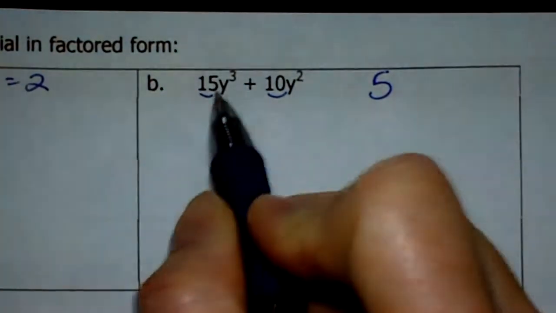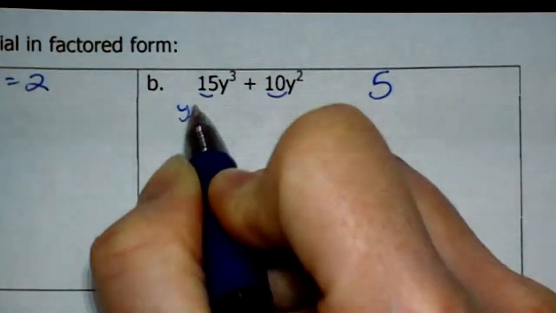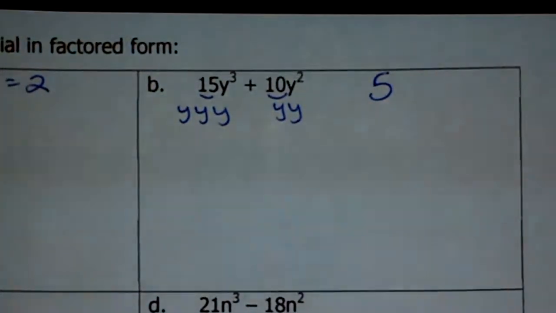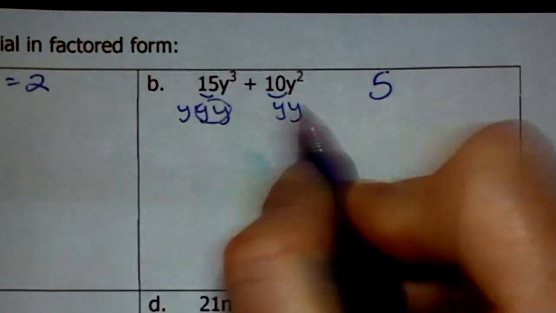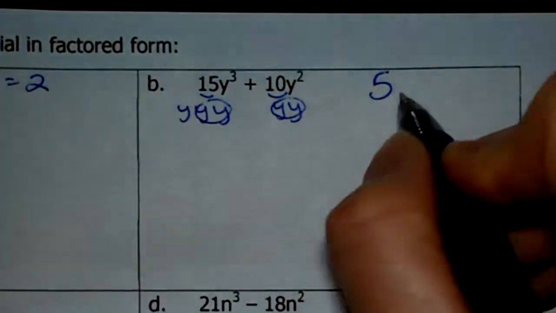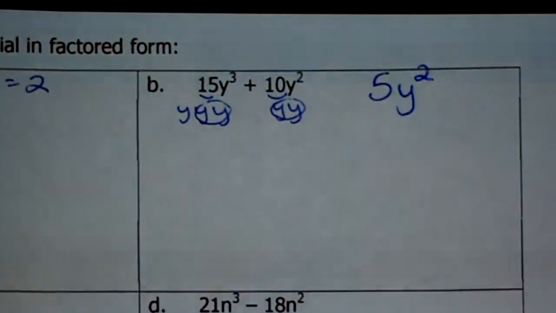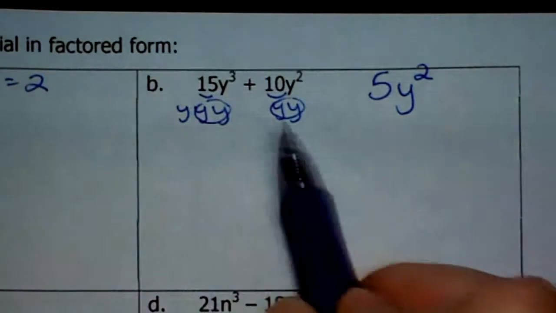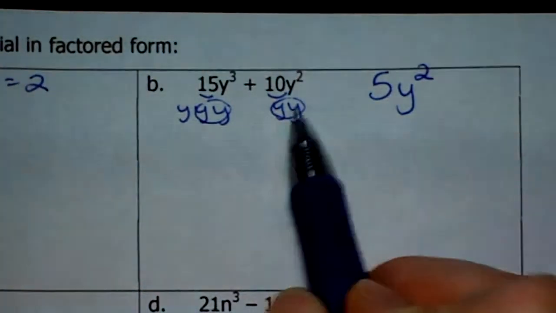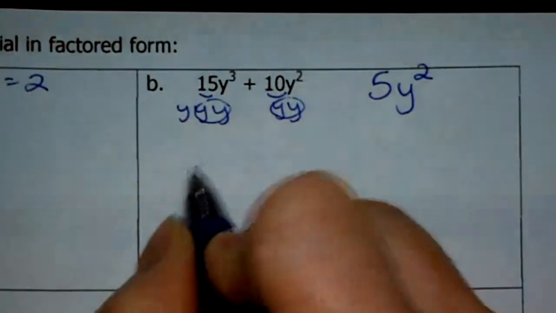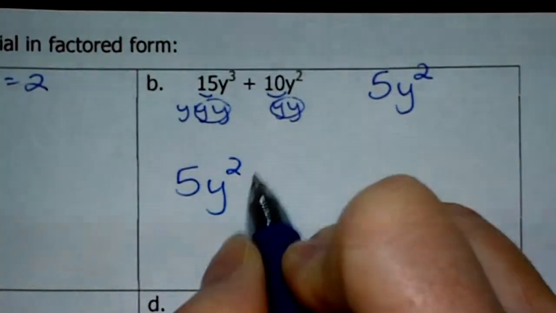Now, if you were to list out all of the y's here, 15y cubed has 3 y's, 10y squared has 2 y's, right? How many y's do they have in common? They both have 2, right? So that means my GCF is going to be 5y squared. I'm hoping that makes sense, because if this has 3 y's and this has 2, they can't both have 3 y's in common because this one doesn't have a third y. They both at least have 2 y's. So my GCF is 5y squared. I'm going to write that on the outside.